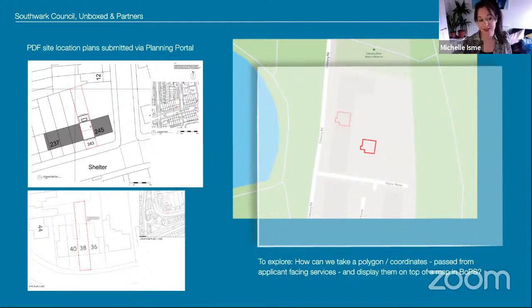And the way they explained it, which I think makes it quite clear, is it's almost like a tracing paper. So they don't provide the whole map, but they will provide that kind of polygon that we can then display on top of a map in BoPS. So we're going to just be exploring what's the best way to do that.